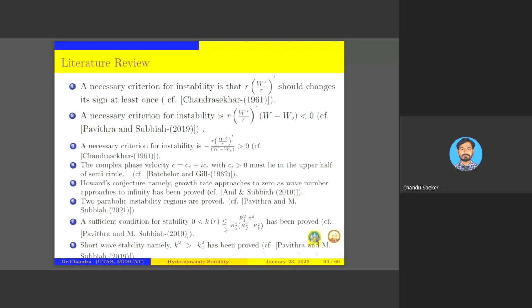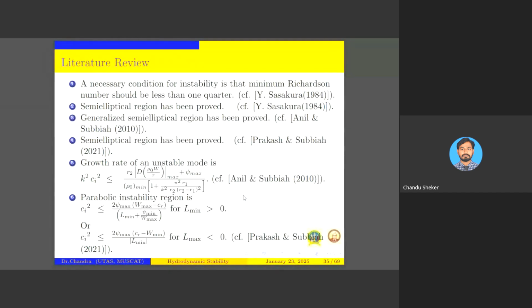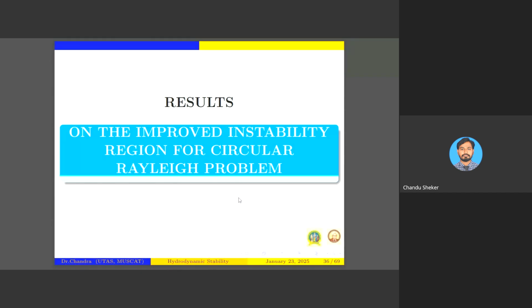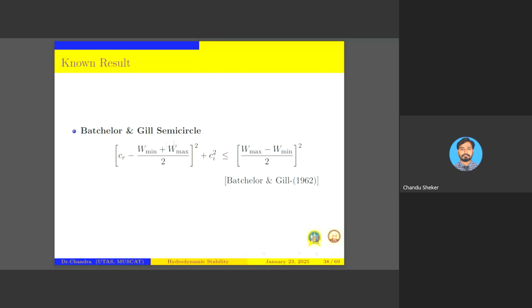Okay, so these are some of the results from my literature review, and this is the heterogeneous problem. Now here are my results, on the improved instability region for the circular Rayleigh problem. This is the circular Rayleigh problem which is already given, and the Batchelor and Gill semicircle.